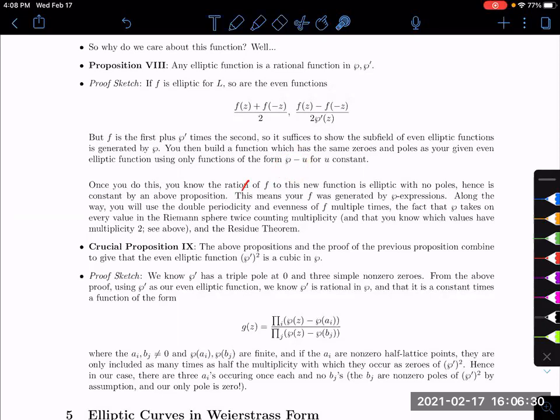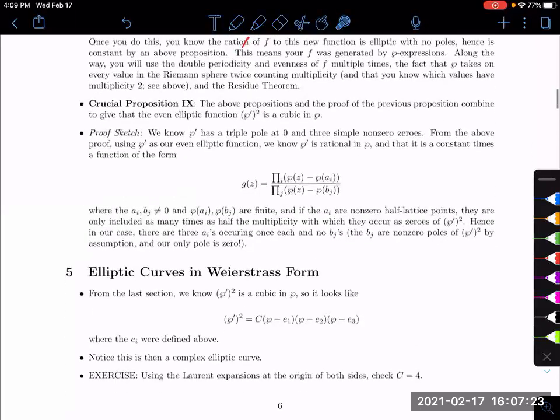And just to give you an idea of what it takes to show this, you do need to use both the double periodicity and the evenness of f, I think 2 or 3 times in the proof each. You also need this fact that I should have said last time and I didn't. The Weierstrass-Phi function takes on every value in the Riemann sphere. The Riemann sphere is just the complex numbers union infinity, twice, counting multiplicity. By multiplicity, I mean, if you look at the zeros of phi minus some complex constant, the multiplicity of the 0 is 2, okay? And as a matter of fact, we know exactly which values have multiplicity 2. I won't go into that, but when I send these notes out, you can read that. And then you also need the residue theorem at some point applied to meromorphic functions on the complex torus. So it's some work, but there's a little sketch of it.